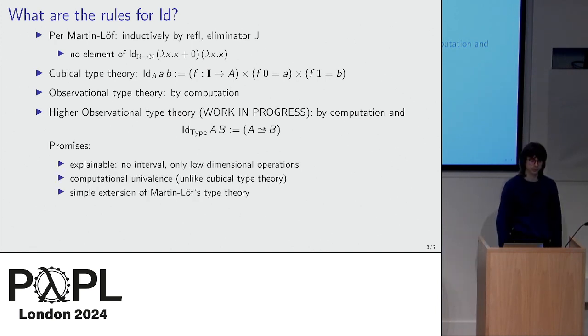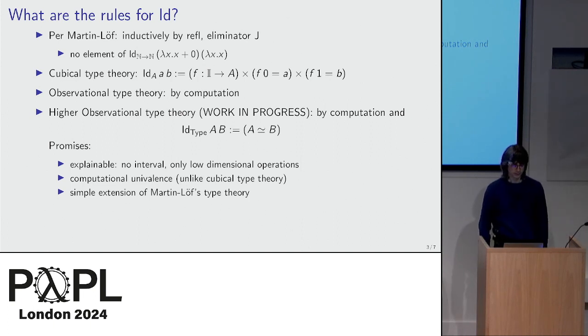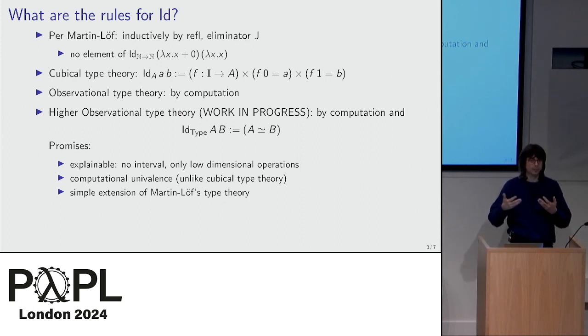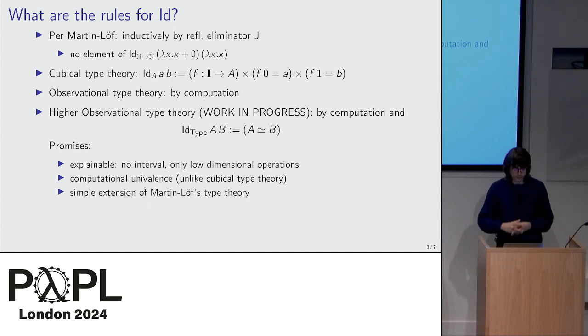So the promise of higher observational type theory, if it delivers, is an explainable, simple type theory with identity type and univalence. So it would be an implementation of homotopy type theory, which doesn't have an interval, it doesn't have built-in geometry, only low-dimensional operations. The identity type or geometry would be emergent, just as there is geometry already built into Per Martin-Löf's type theory, because you can iterate the identity type and get cubes or simplices that way.